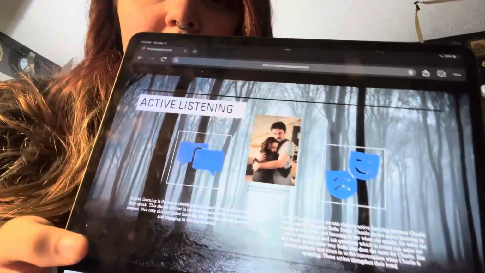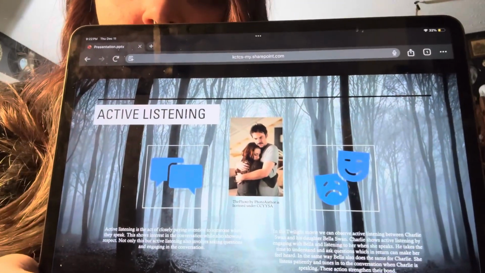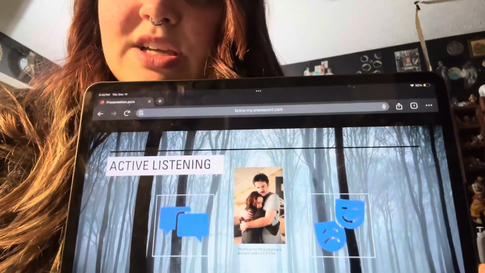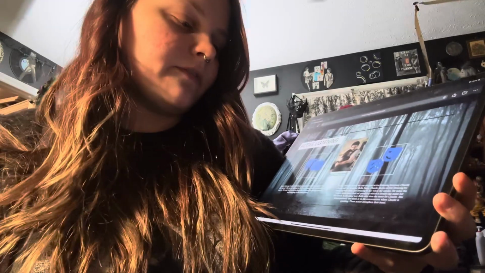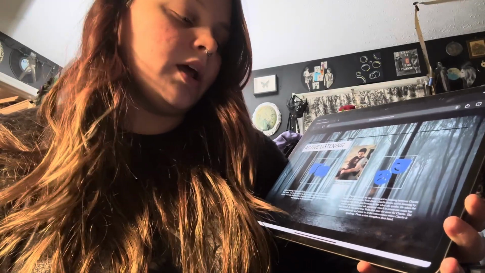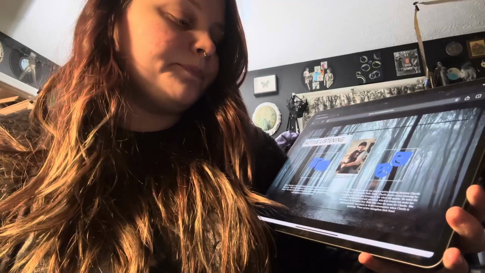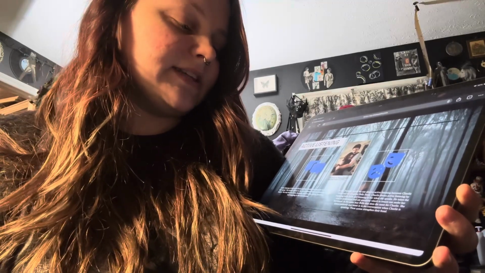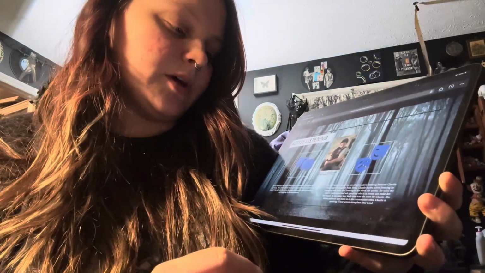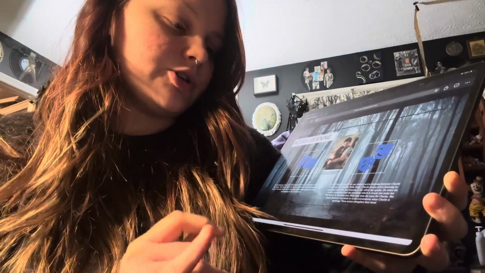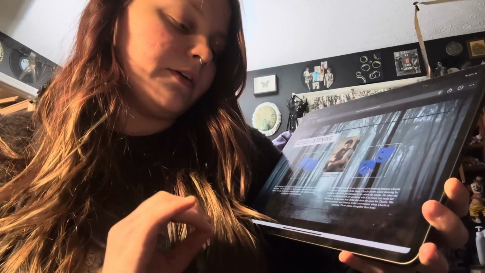And here we have Bella and Charlie, her dad. That's who we will be discussing with this communication concept. In the Twilight movie, we can observe active listening between Charlie Swan and his daughter Bella Swan. Charlie shows active listening by engaging with Bella and listening to her when she speaks. He takes the time to understand and ask questions, which in return can make her feel heard.